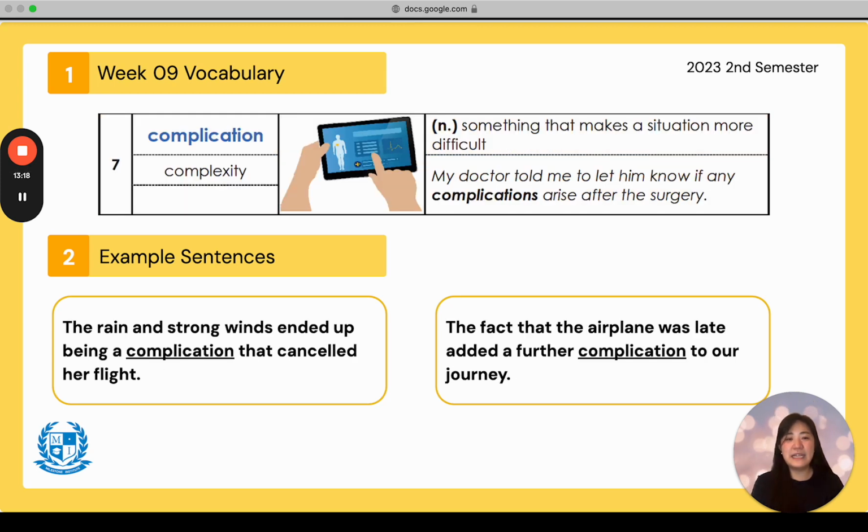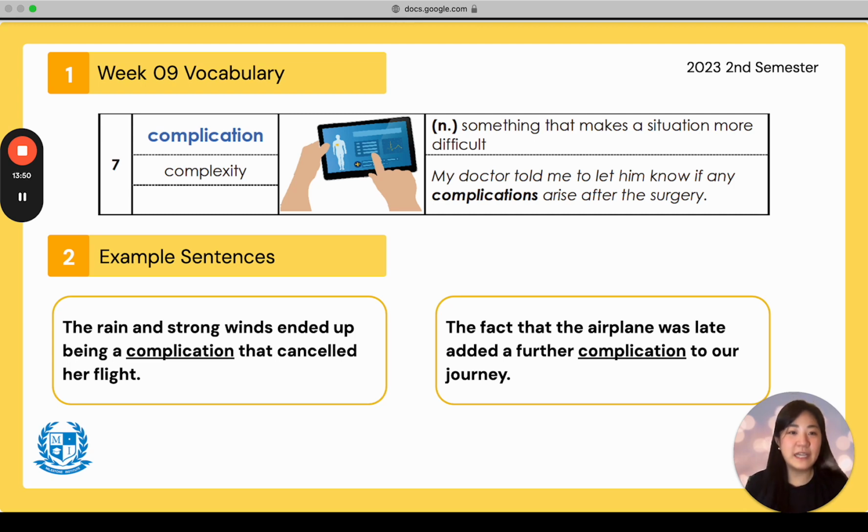Next one, number 7 is complication. The synonym here is complexity. It is a noun and it means something that makes a situation more difficult. So complication, something that happens and makes the whole situation and events like, I need to do more work, or it's so much more harder now. Complication.